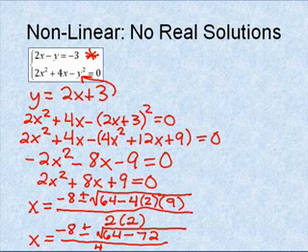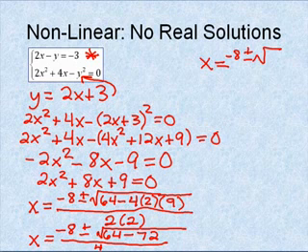Now, if I look at what's underneath my radical, 64 minus 72, x is going to equal -8 plus or minus the square root of -8, over 4. So now we look at underneath our radical, we have a negative number, so that means that there are no real solutions to this system of equations.